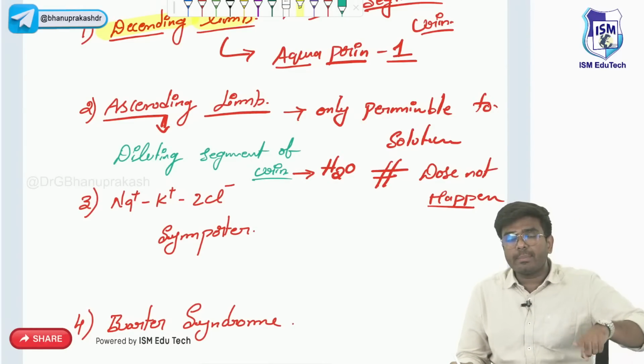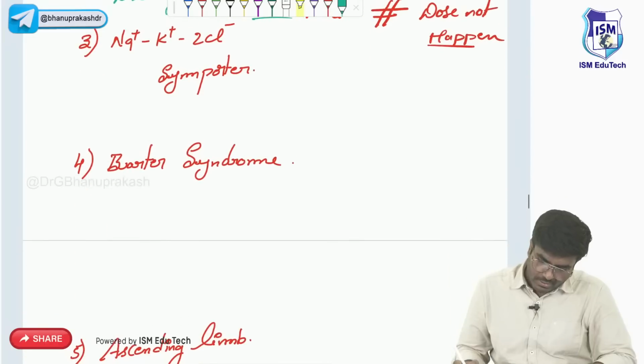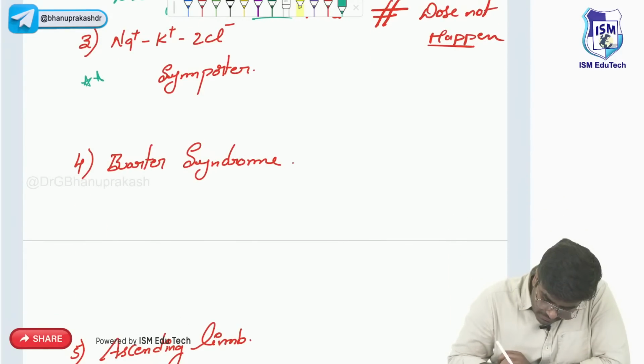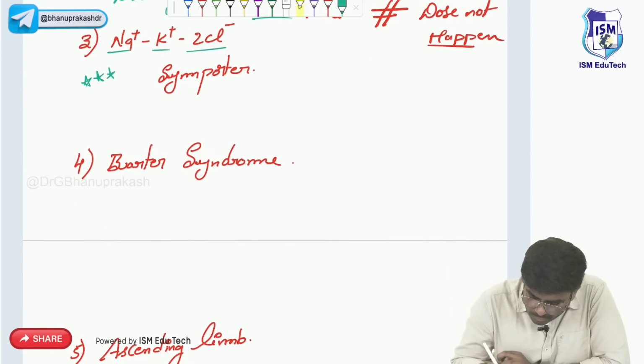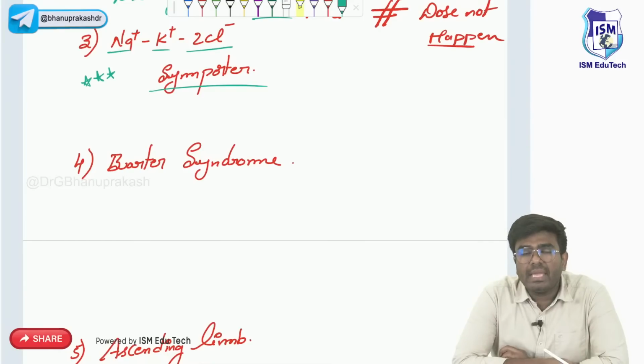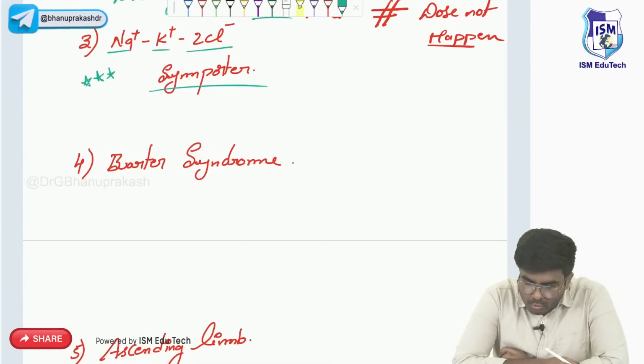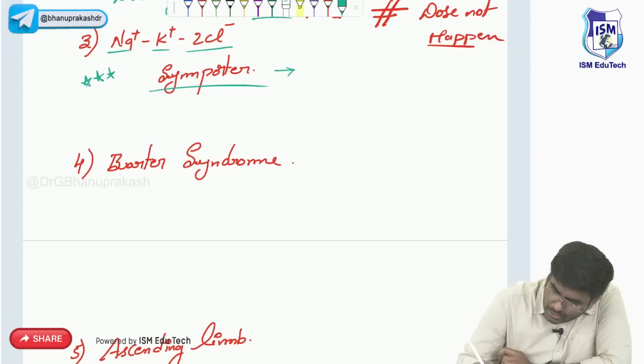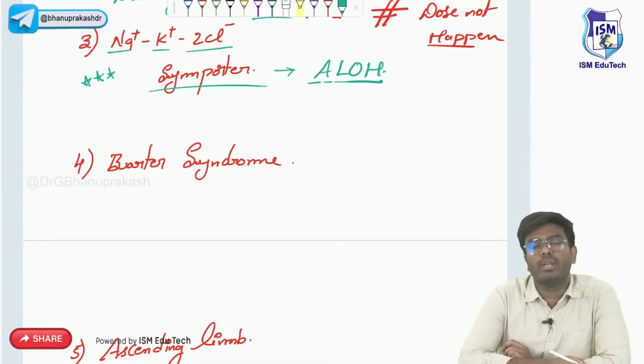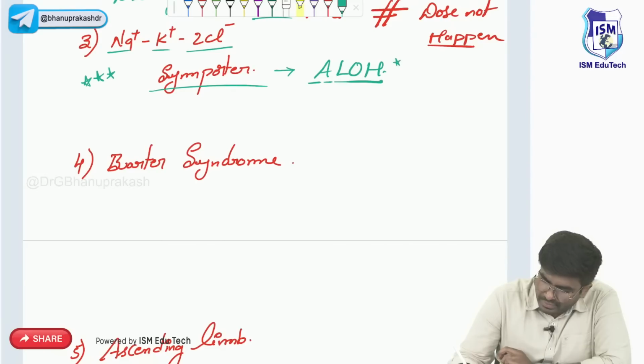Descending limb is concentrating segment. Ascending limb is diluting segment. Now put 10 star marks. This is such an important MCQ. Sodium potassium 2 chloride importer is present where? In the nephron, there are different types of transporters. Sodium potassium 2 chloride importer is present on the ascending limb of loop of Henle.